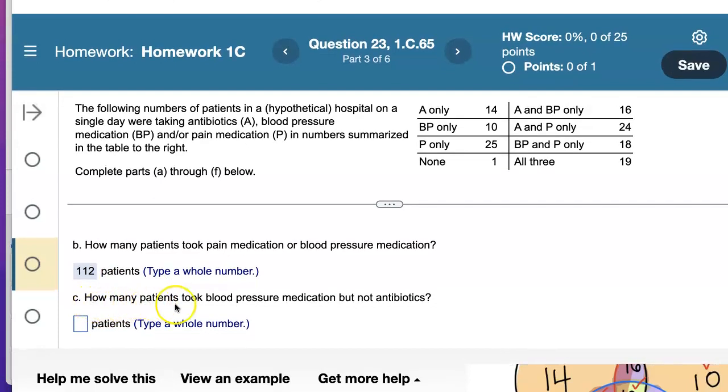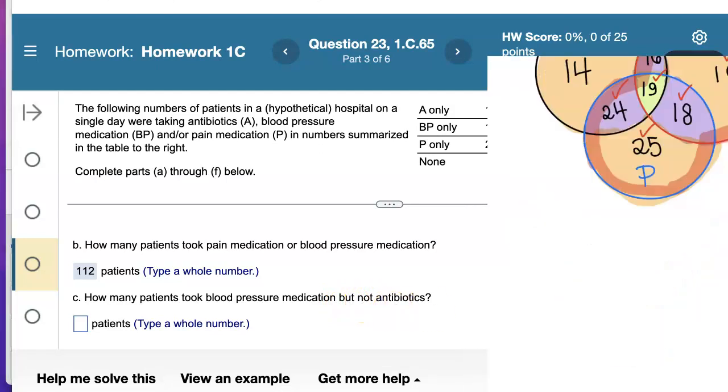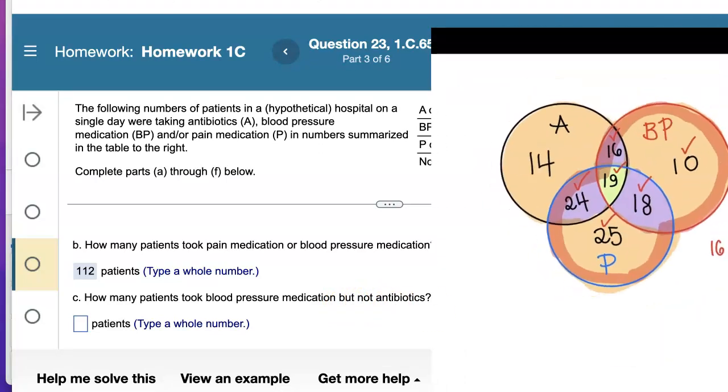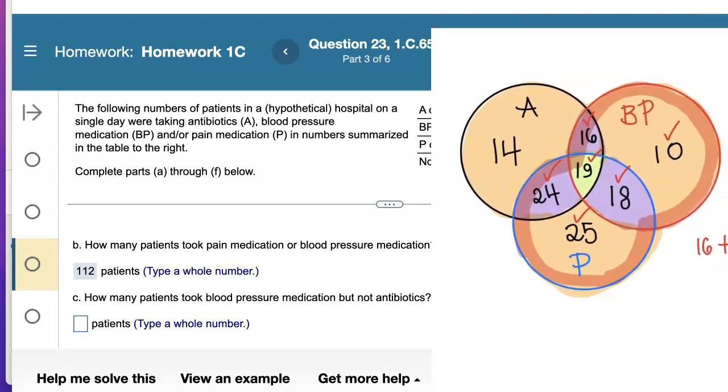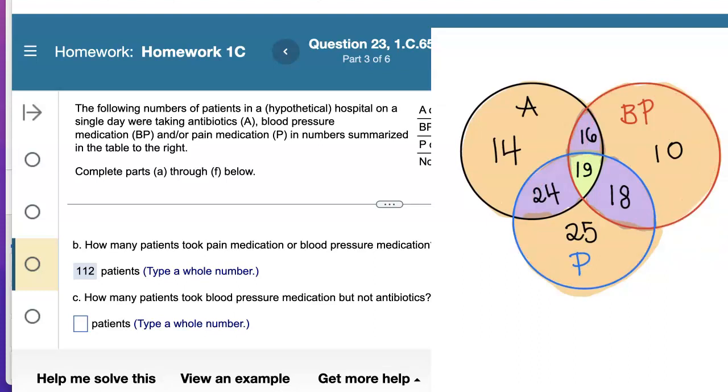How many patients took blood pressure medication but not antibiotics? So let me get my circle open here, but I think I'm going to go ahead and erase some of these markings so that I can focus on the current problem, okay? That's good. So we want blood pressure. So I want the circle for BP. So I want this one.